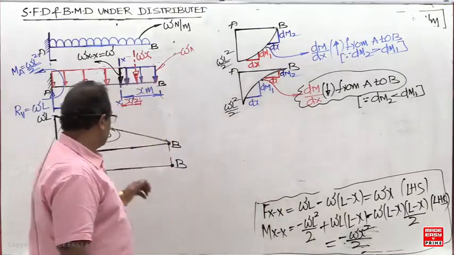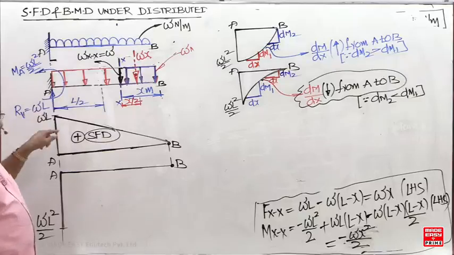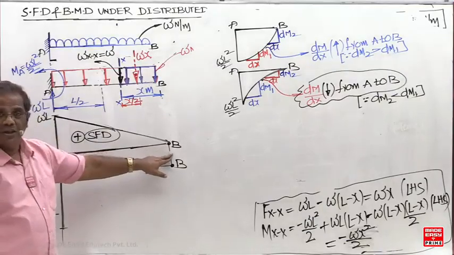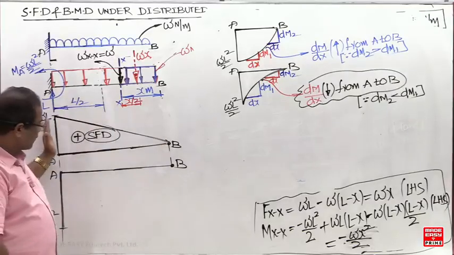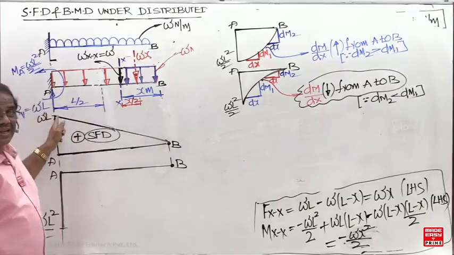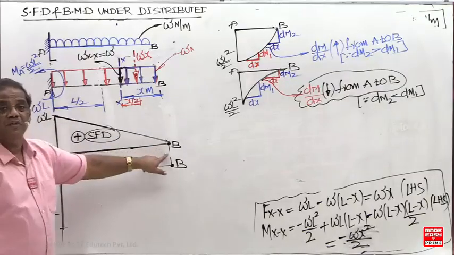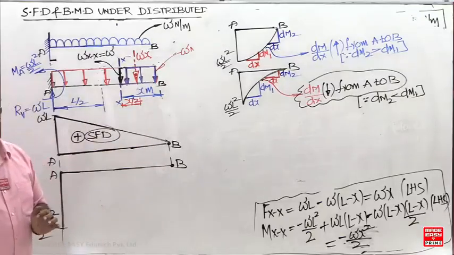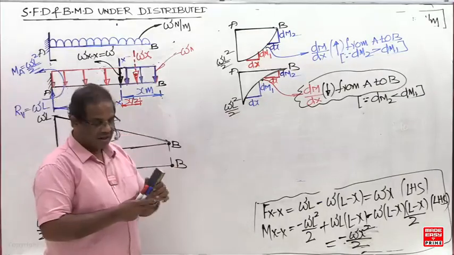Now how to decide it? I want to draw a parabola from left to right. Now see the shear force magnitude here. What is the shear force magnitude? WL. And here? 0. So going from left to right, is the shear force magnitude decreasing or increasing? Decreasing. Here it is WL, here it is 0. So left to right the shear force is decreasing, which means the slope of the BMD should decrease. So which parabola do I have to consider? The second one.